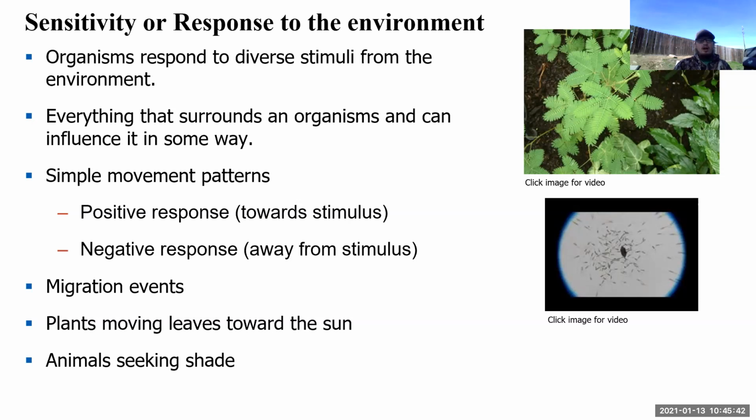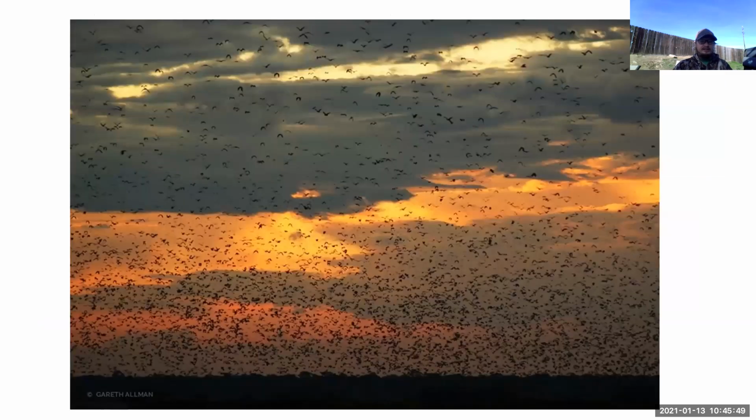Other responses to environmental factors or changes could be migration events, so birds migrating, such as this example here. So these are thousands and thousands of individuals of different bird species, maybe even the same species migrating. The Central Valley of California is a big migration area for waterfowl and lots of other migratory species that travel from Alaska to South America and Mexico through different seasonal periods.